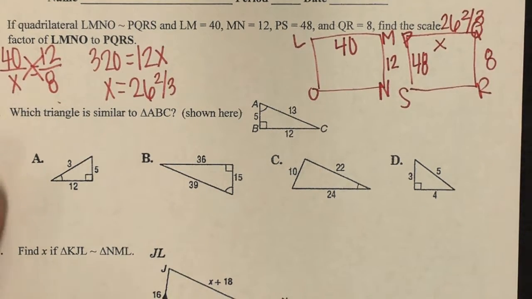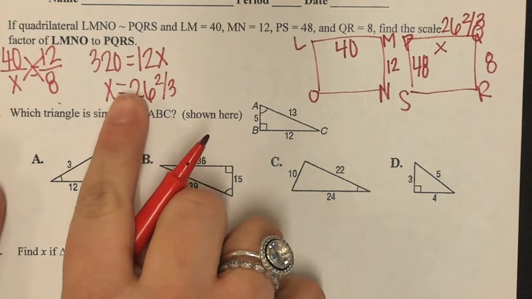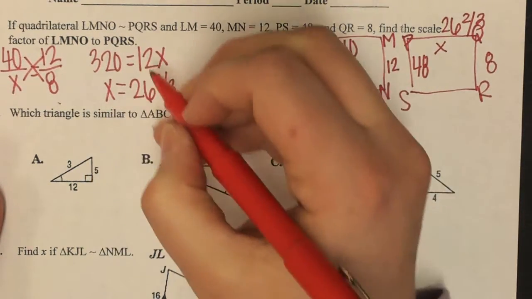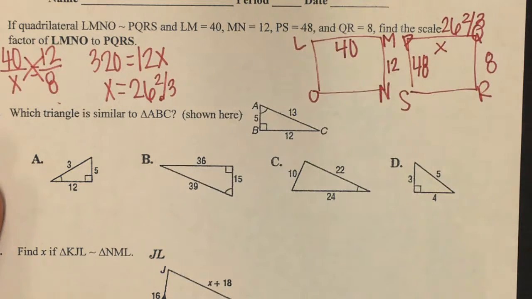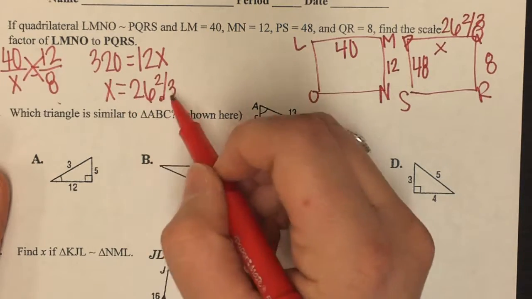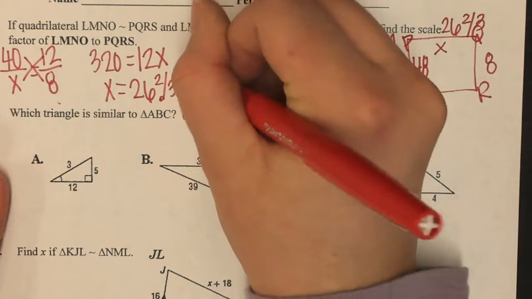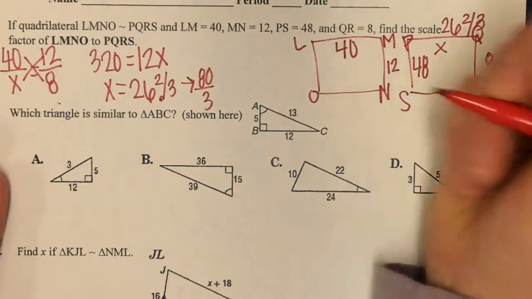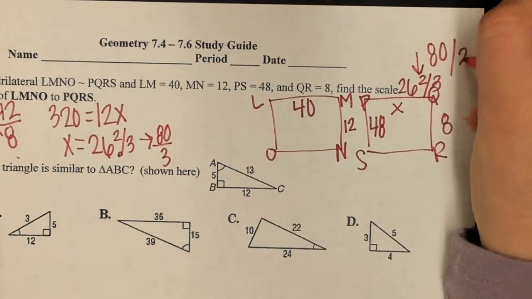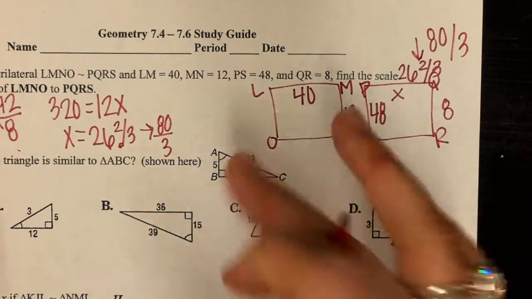Now let's find our scale factor. First of all, it might be more convenient for you to make this into an improper fraction. So 26 times the denominator, which is 3, is 78. Do you remember how to change a mixed number into an improper fraction? 26 times 3 add 2 gives you 80 over 3. I would keep it like that because it's going to make it easier. So 80 over 3.